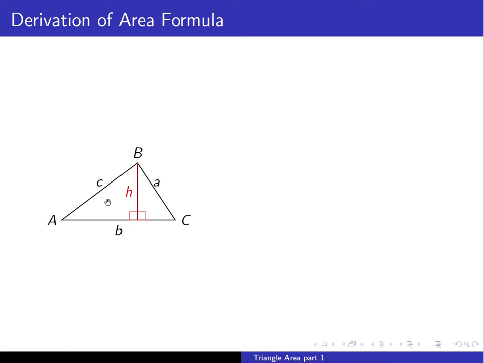Your area formula for a triangle from geometry class is 1/2 base times the height. In this case, the base of our triangle is side b and the height is the altitude, or h. So area is 1/2 base times height.